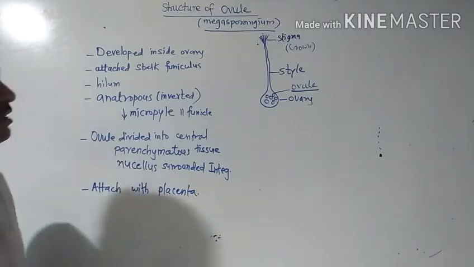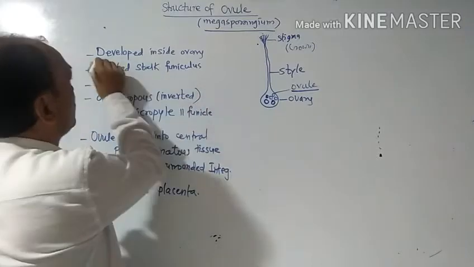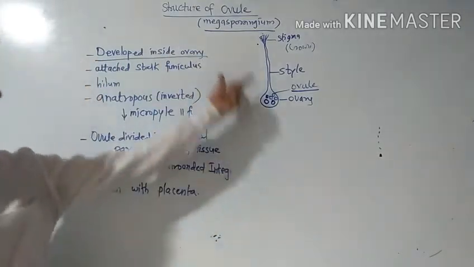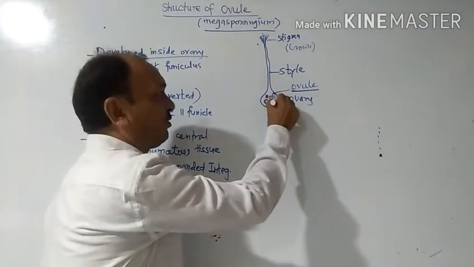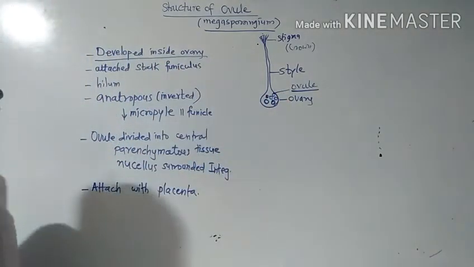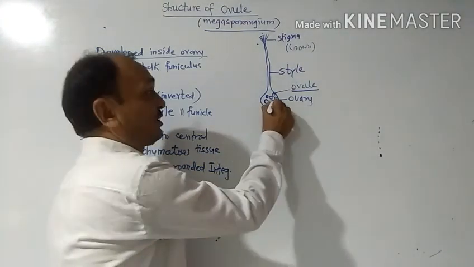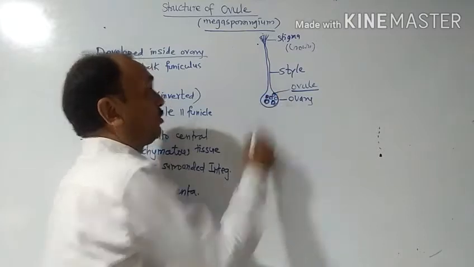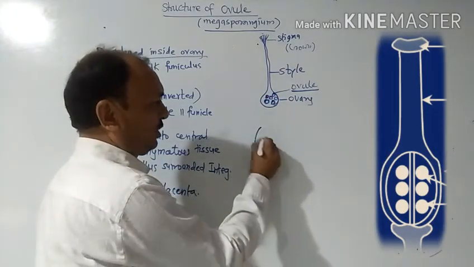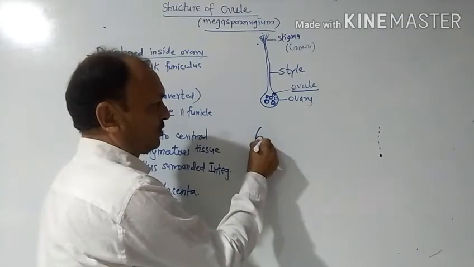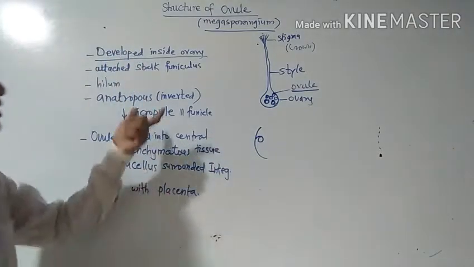So first of all, this ovule is located inside the ovary. The entire ovule develops inside the ovary, and all the processes happen inside the ovary. Suppose this is the ovary and this is the ovule; the ovule is attached with this funicle.